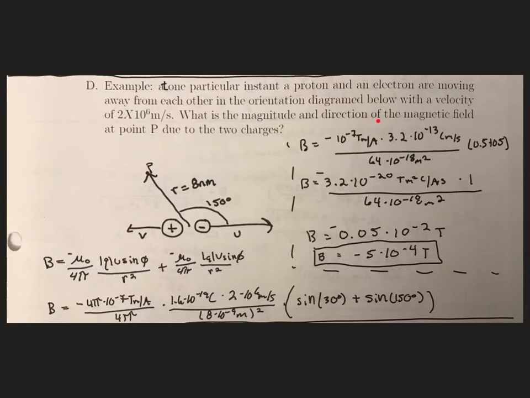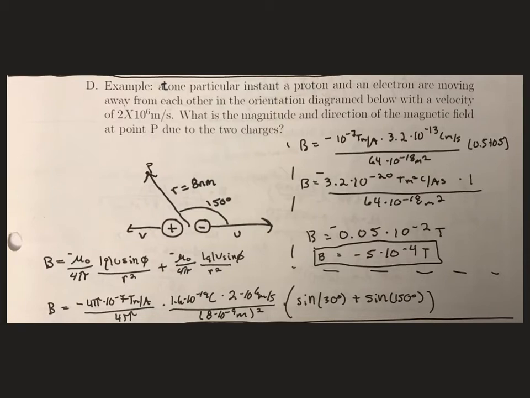And we want to know what the magnitude and direction of the magnetic field at point P is due to the two charges. So point P is 150 degrees away from the negative charge, so 30 from the positive charge, and R is 8 nanometers long.